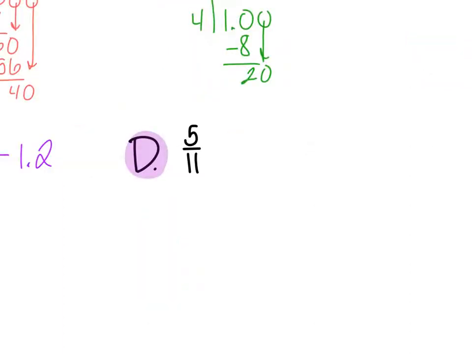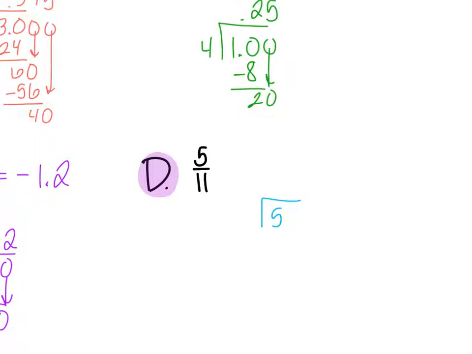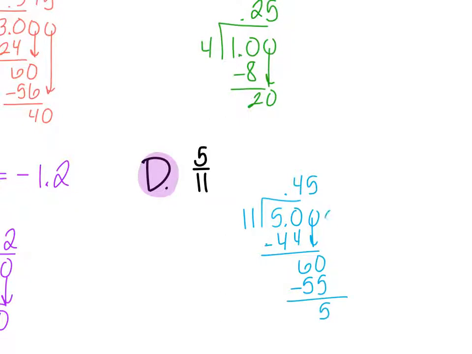All right, next one, 5/11. Again, top number divided by bottom number. 11 cannot go into 5, so we're going to add a decimal point and a 0, and 11 goes into 50 4 times, which is 44. And drop down a 0, and it goes into 65 times, which is 55. Subtract, and we get 5. Drop down a 0, and it goes into 54 times, which is 44.